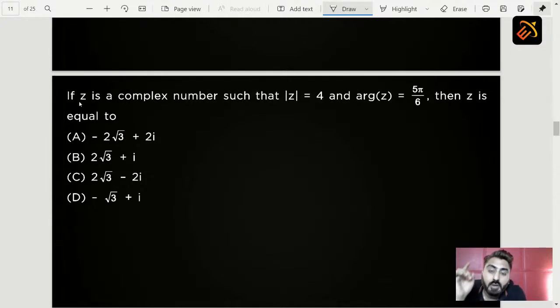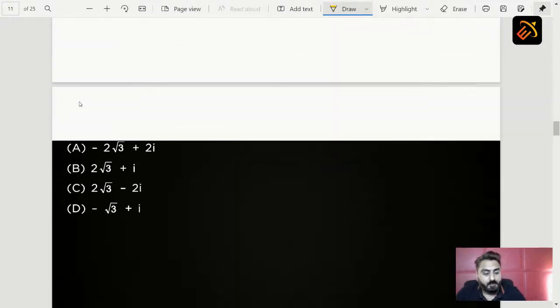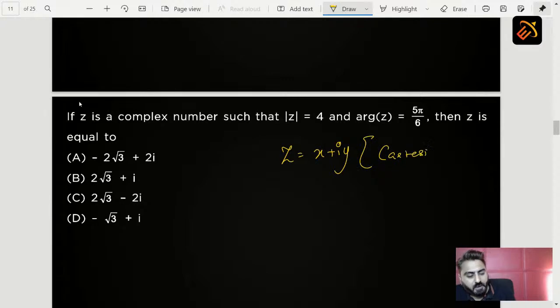Now here your polar form comes into consideration. So students, first of all, how to convert into polar form. Now what is the standard form of a complex number? It is z is equal to x plus iy. This is your Cartesian form. What do we call this? Cartesian form. If I want to convert it into polar form, first of all I have to find a radius.